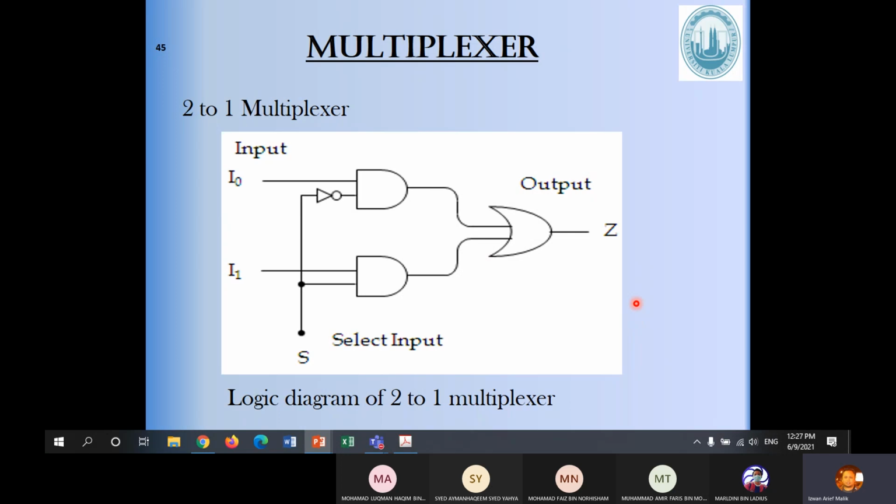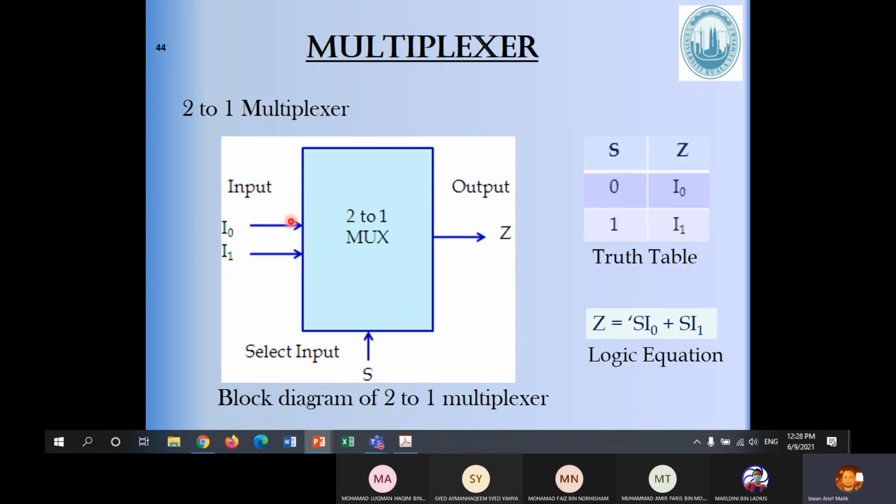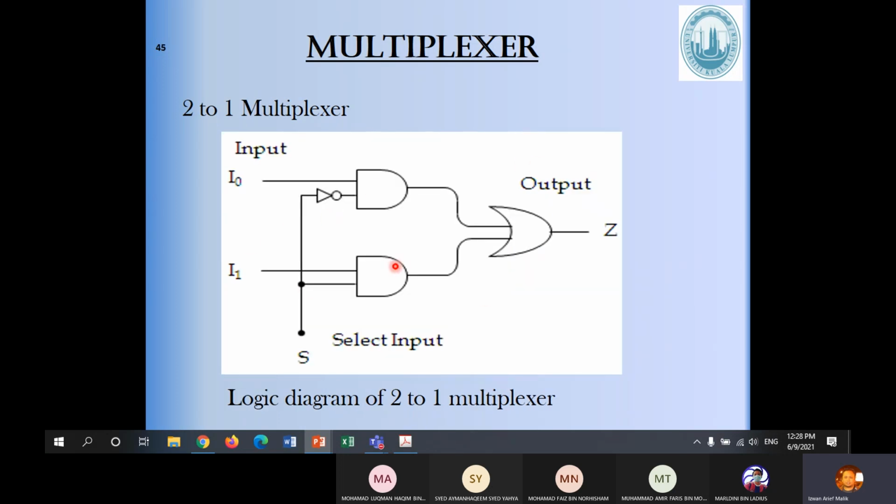So that's the block diagram. This is the circuit diagram, the logic diagram of a 2 to 1 MUX. So what are the gates that consist in a 2 to 1 MUX? Dekat dalam block diagram ni, inilah benda yang ada dekat dalam. Okay, so you have two 2-input AND gates, one NOT gate and one 2-input OR gate. AND gate 2, OR gate 1, NOT gate 1.